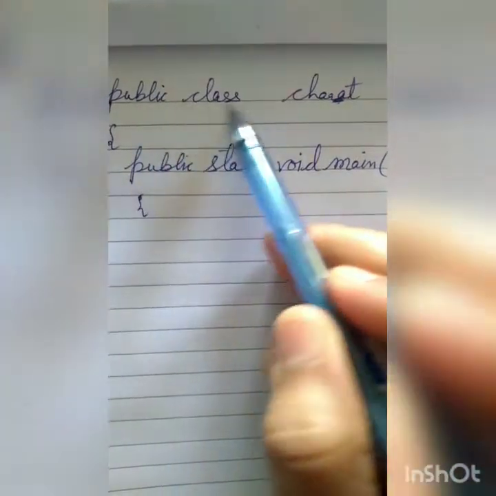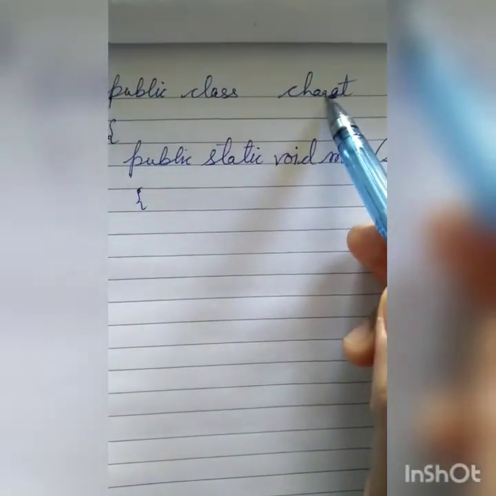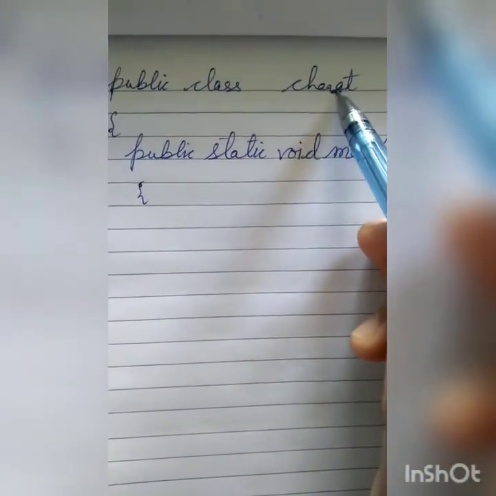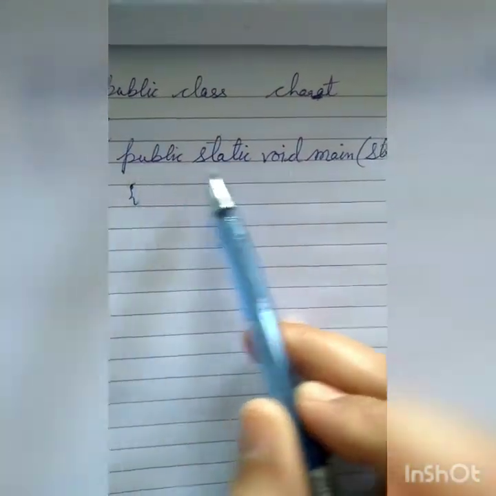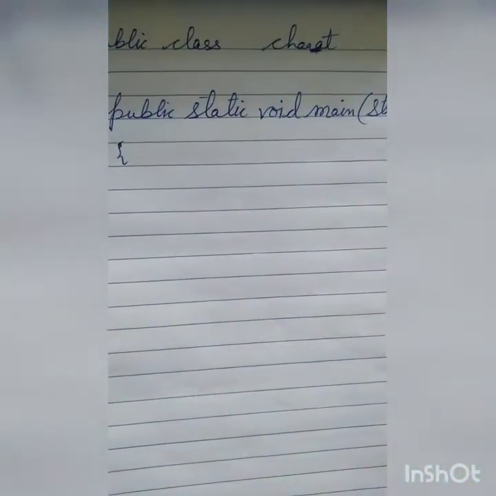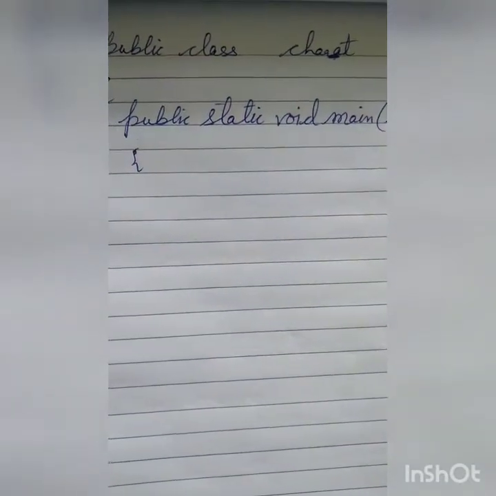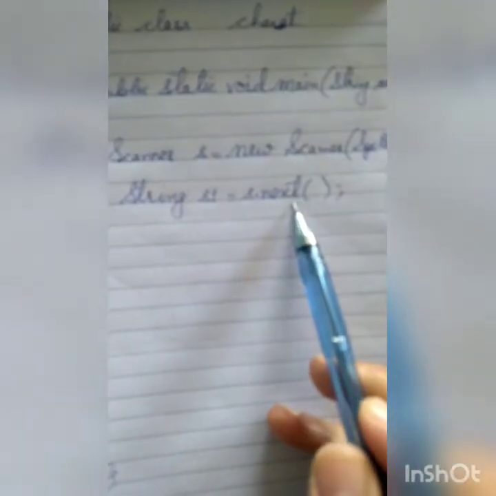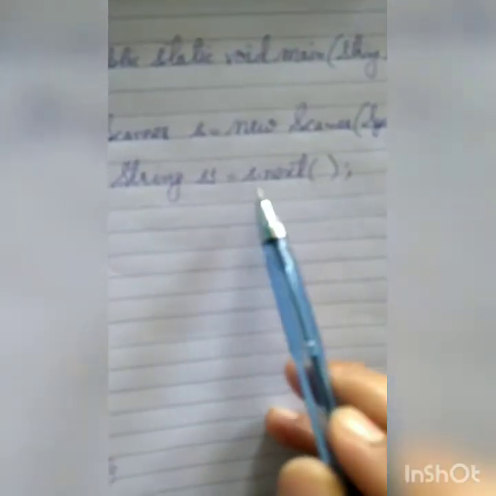Now here I have taken the class as charAt. I took char underscore at, and then public static void main. Next thing is I have to take the scanner class and take the input. So let's do it. I will take the s1 variable of string data type, which will take the input from the user. I am using next because I am just going to take one word or two words. That is why I am not using nextLine.